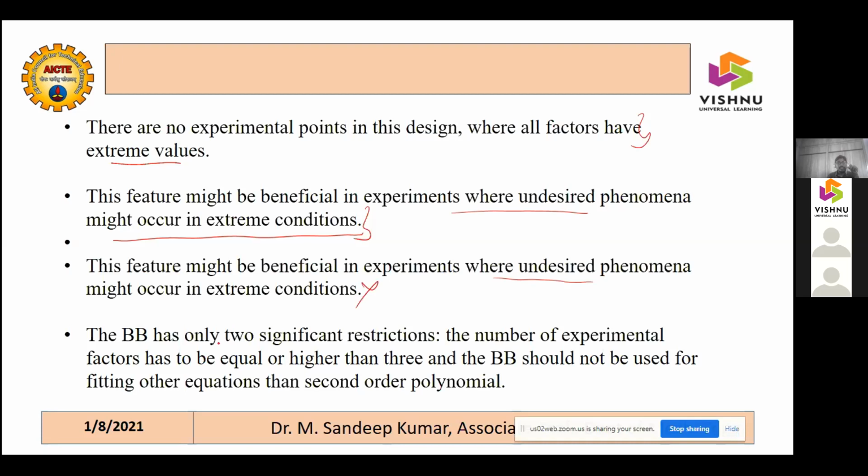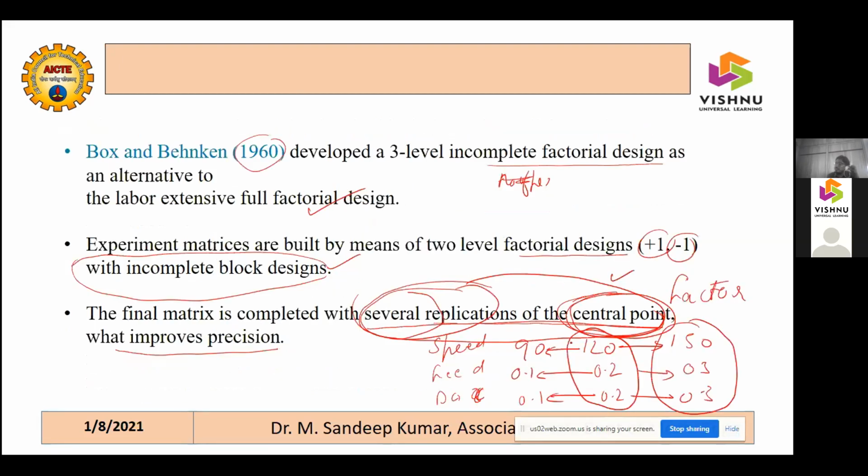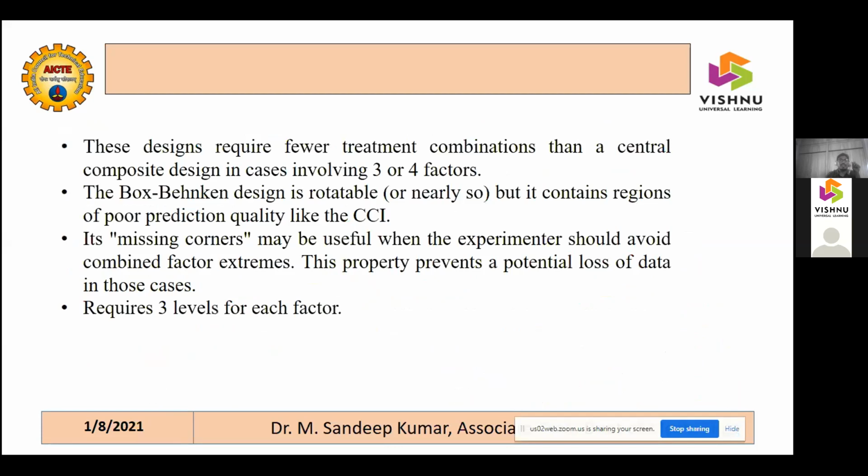So the Box-Behnken design has only two significant restrictions. What are they? The number of experimental factors has to be equal to or higher than 3, and the Box-Behnken design should not be used for fitting equations other than second-order polynomials. Apart from that, it doesn't conduct at extreme levels, and you should know the optimal levels and just be searching for an additional solution. That is where only Box-Behnken design fits.